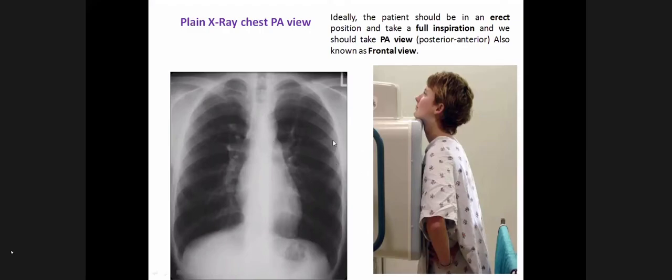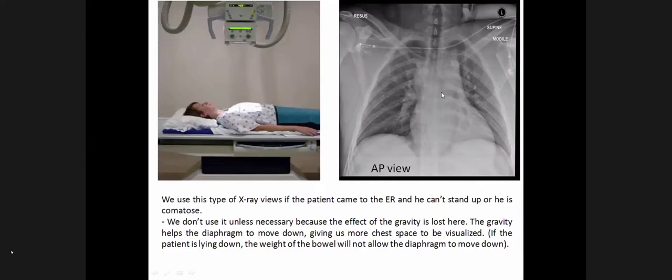If you are asked about the modality in this one, you have to say this is a plain radiograph or plain X-ray. The modalities are plain X-ray, fluoroscopy, angiography, CT, MRI, nuclear medicine, and so on. So this is a plain X-ray or plain radiograph. Also, this is a plain X-ray.